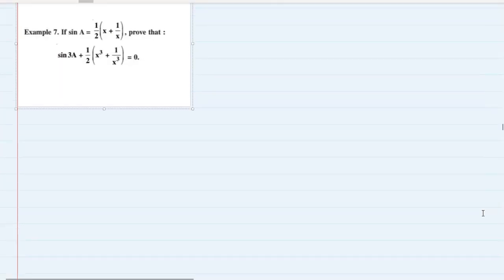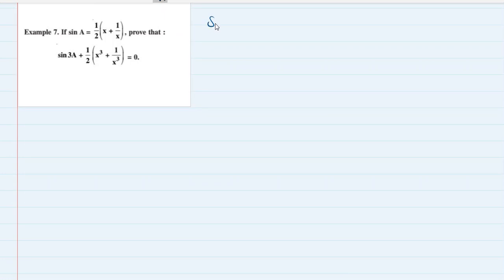Let's continue with trigonometric ratios of multiple and submultiple angles. So in this question, sine A is given as half of x plus 1 by x. You have to prove that sine 3A plus half of x cube plus 1 by x cube is equal to 0.